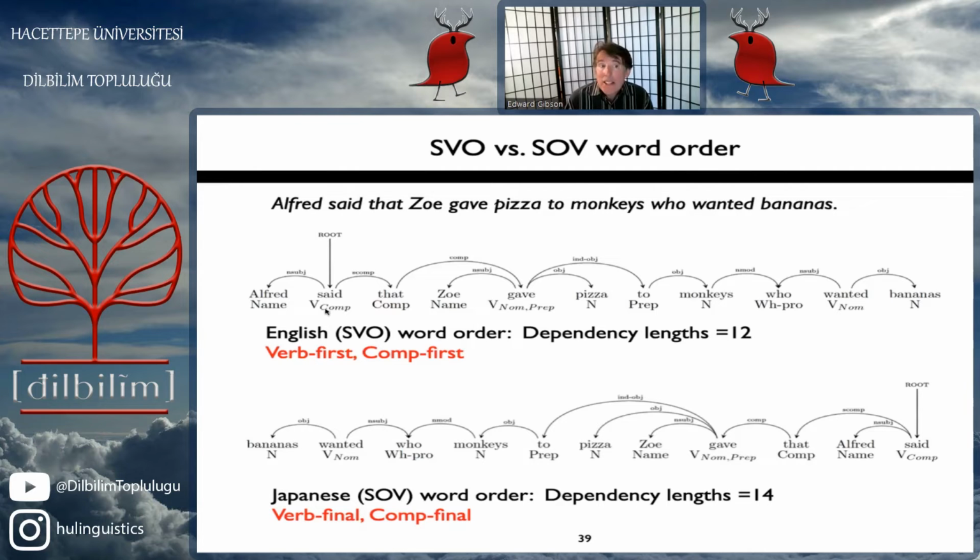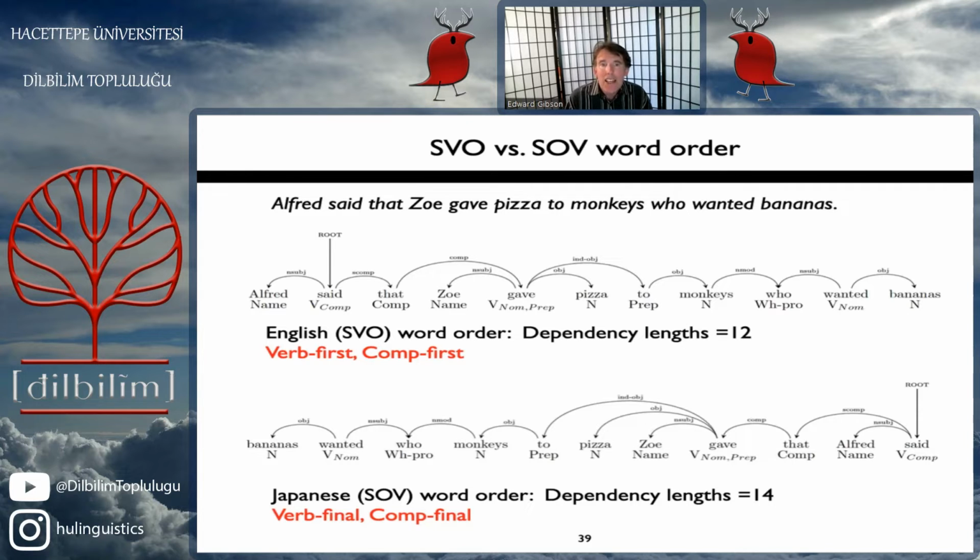So this is what they do in English. Alfred said that Zoe gave pizza to monkeys who wanted bananas. Okay, I just added some modifier to monkeys here to make it longer. And then here's the Japanese version. Alfred said that Zoe gave pizza to monkeys who wanted bananas, and it all comes at the beginning. It all goes to the other end, and everything's local in these cases.